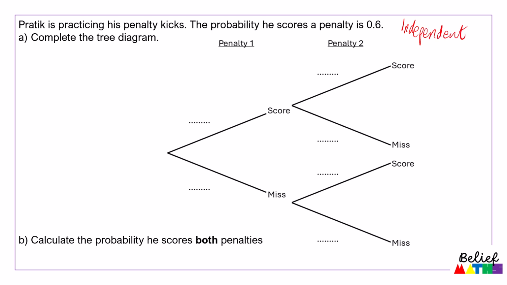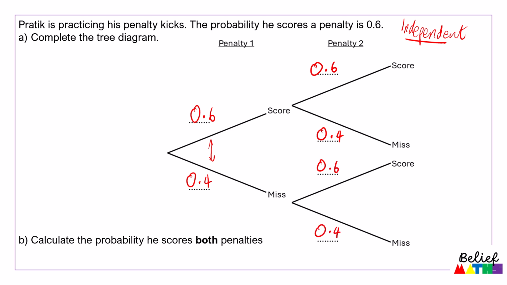Now this is important a little bit later on, but essentially all that means is for every penalty kick, the probability he scores is the same and the probability he misses is the same. So the probability he scores is 0.6. And because we know that the probabilities in these two branches need to add to make 1, we therefore know this one needs to be 0.4. Now back to that point earlier, because we know they're independent, every time he scores it's 0.6 and every time he misses it's 0.4.